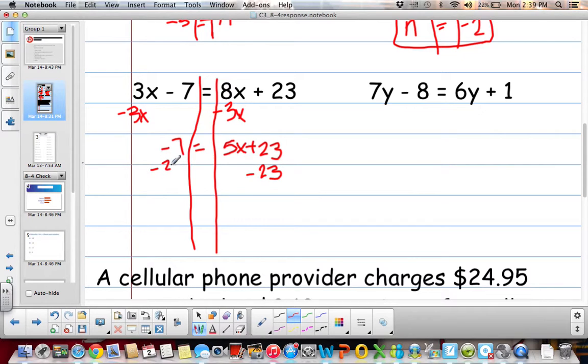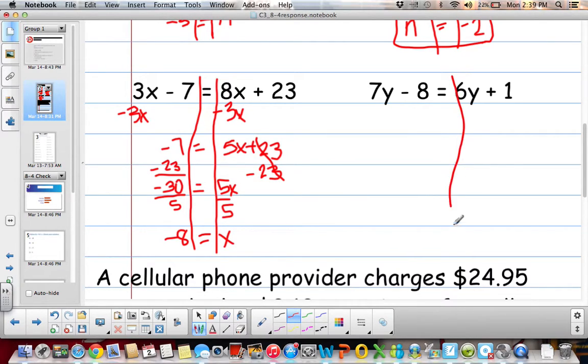So minus 23. Negative 7 minus 23 is negative 30. And then I have 5x left, because that got rid of each other. So negative 30 equals 5x. Divide both sides by 5. Negative 30 divided by 5 is negative 8. So negative 8 equals x.